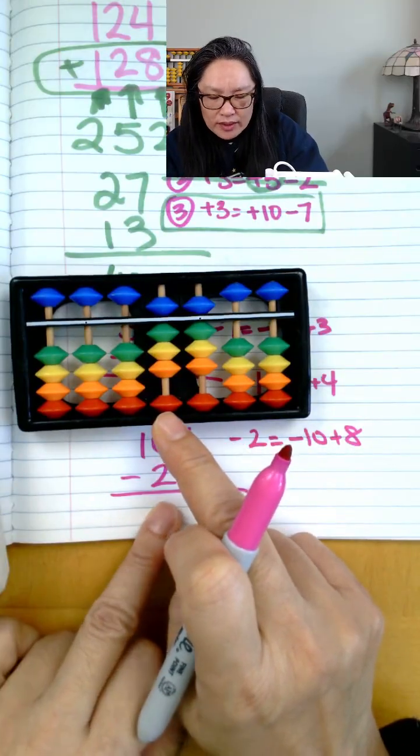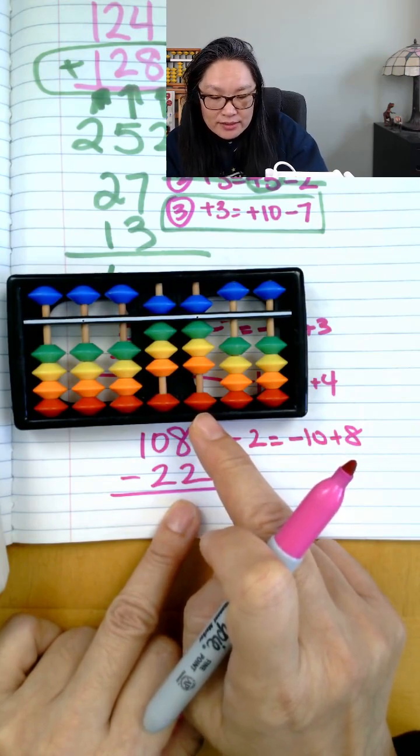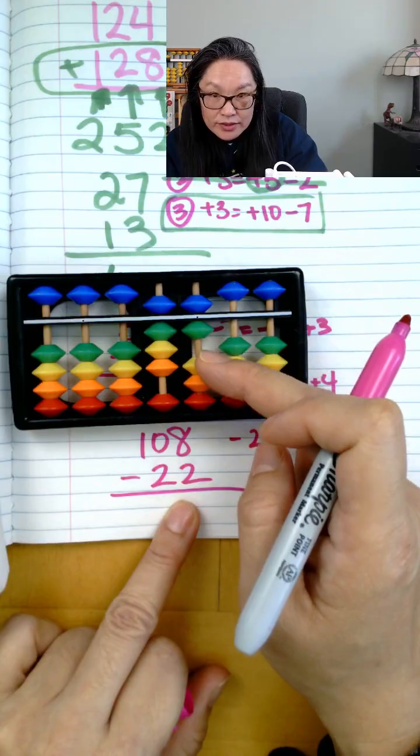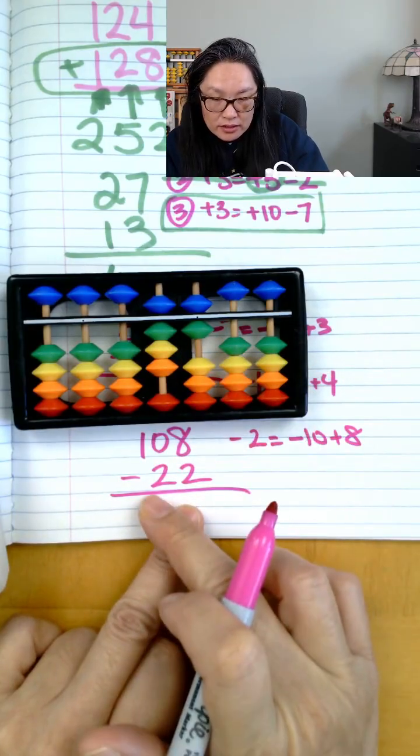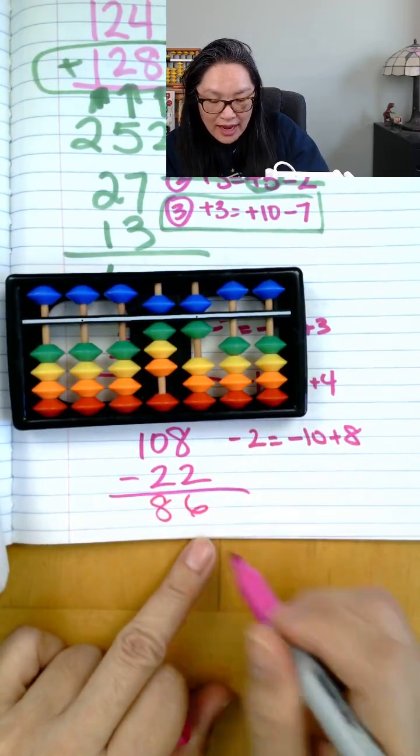Oh, this is an easy one. So then take away 2. Can I take away the 2? Yes, I can take away the 2. And I just take away 2. So my answer is 86. Yes, 86. I have enough room.